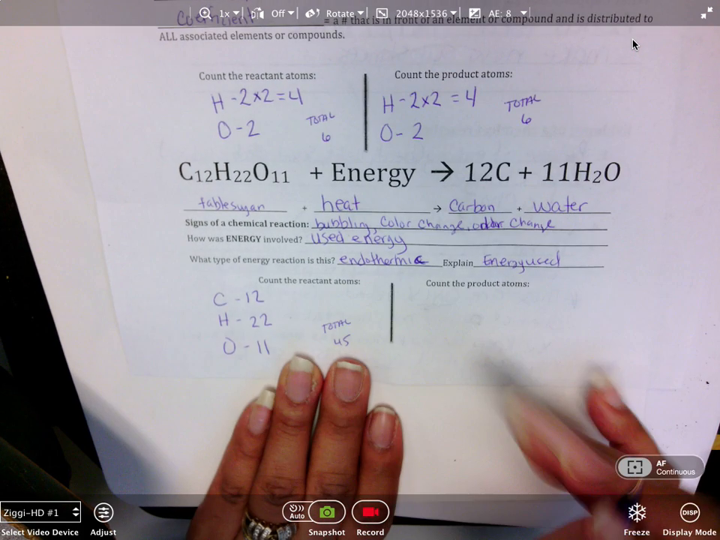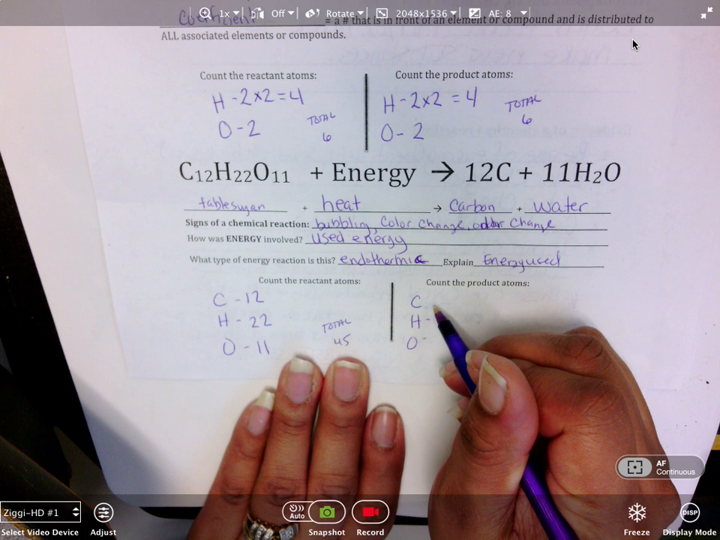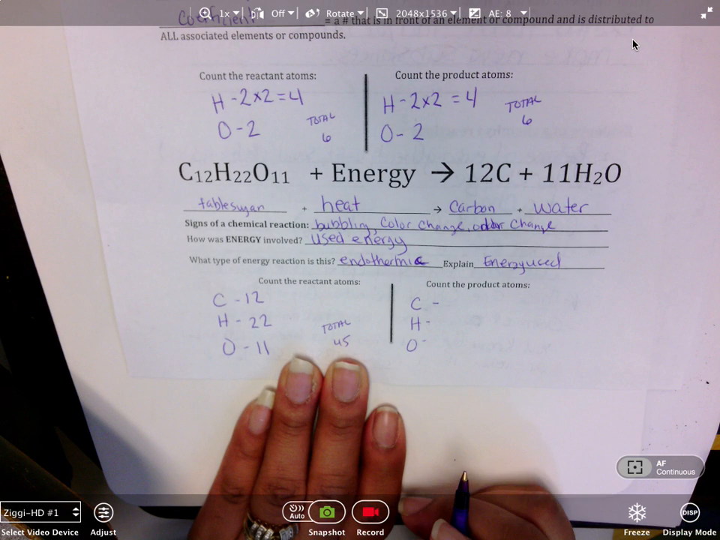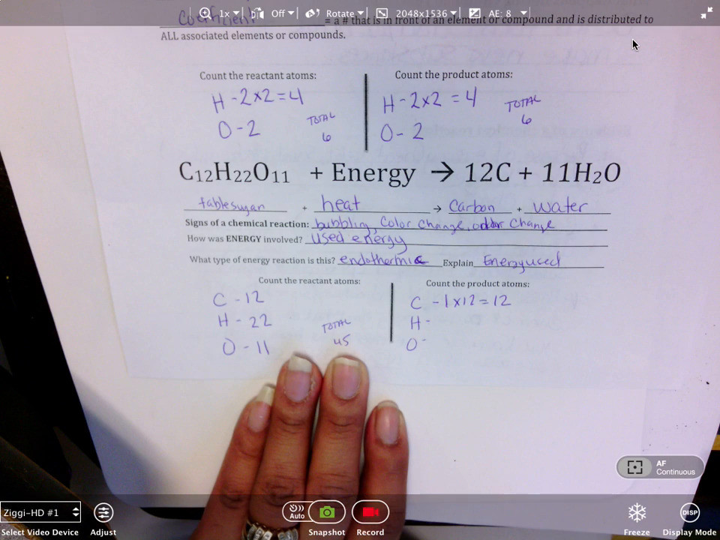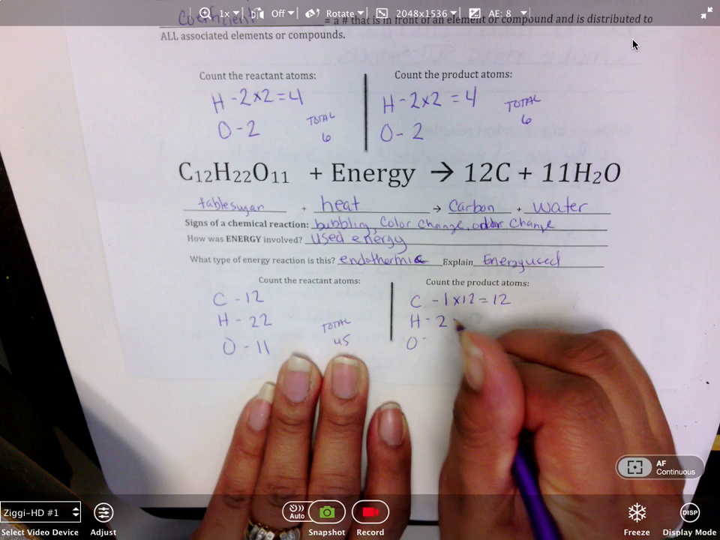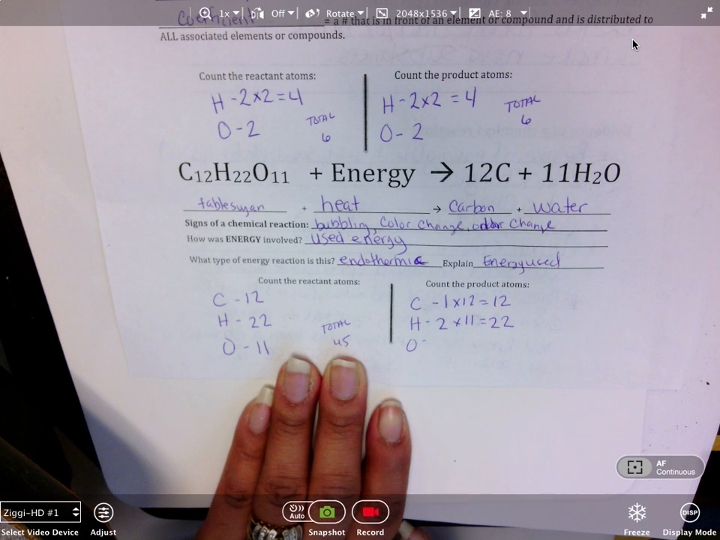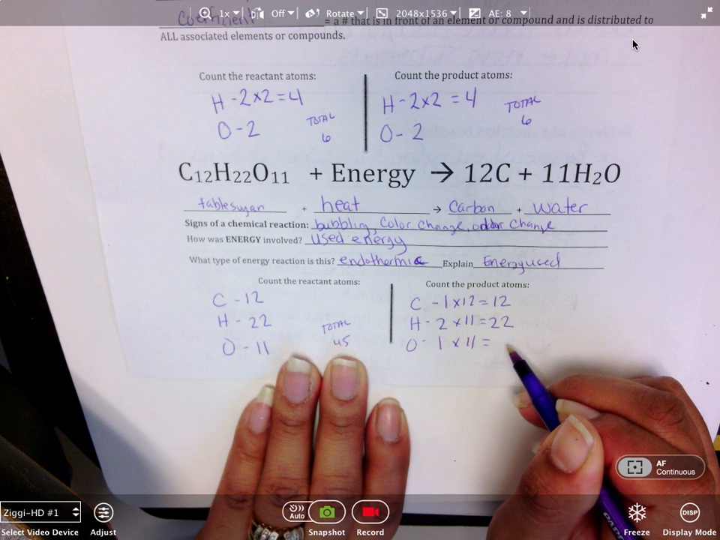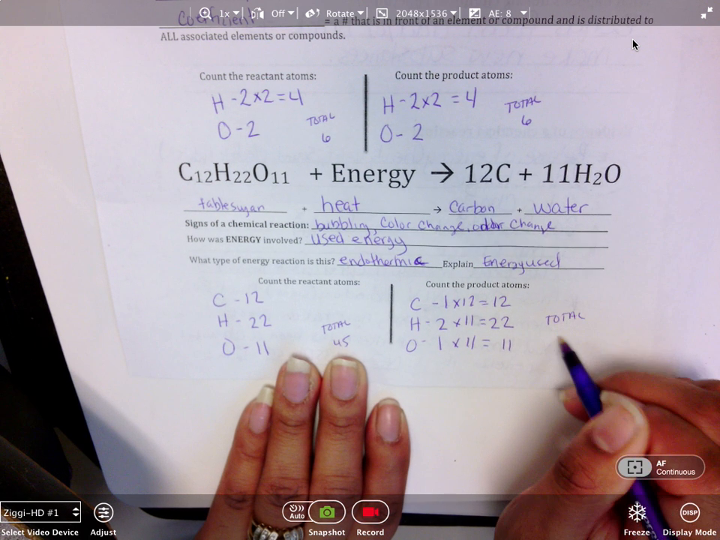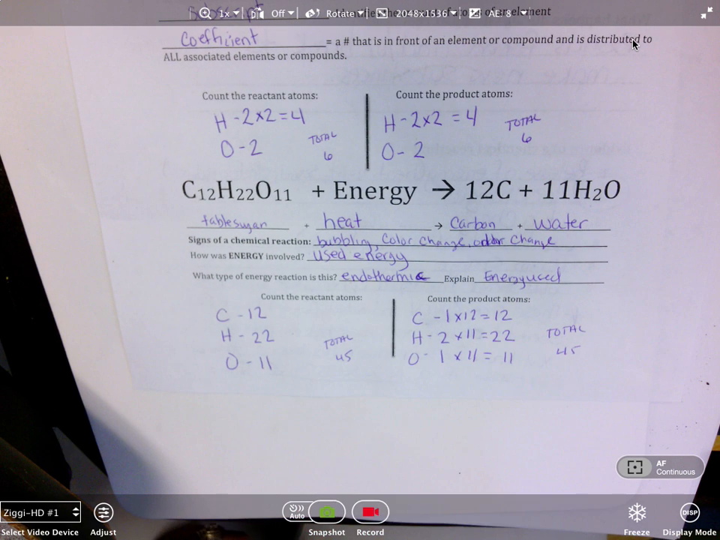Looking at our product, what elements do we have? Carbon, hydrogen, and oxygen. Ladrika, how many carbon do we have? One. Well, we have one, but then we have a coefficient of 12. How many hydrogen, Duran, do we have? Well, we start off with the 2, and we have a coefficient of 11, which gives us 22. And how many oxygen do we have, Patrick? Well, we start off with 1, but we have a coefficient of 11, which gives us 11. What's our total? 45. Okay. Do we notice something about the reactants and the products when we're counting atoms? Yes. Jayla. They have the same amount, meaning they're equal or they're balanced.